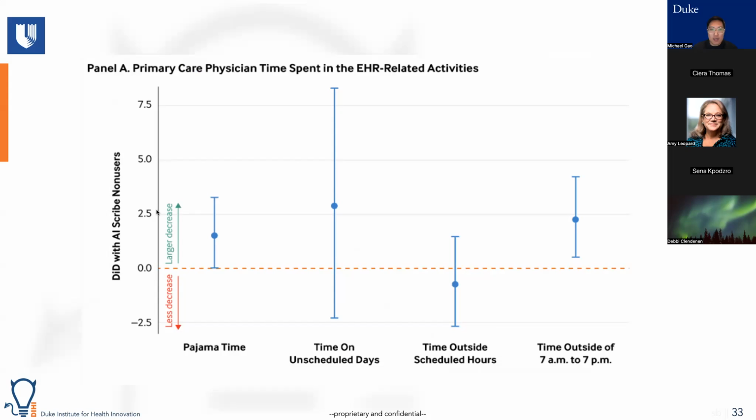You can see that for primary care physicians, time spent in EHR-related activities didn't show huge gains. If the error bars cross over 0, it means not statistically significant, but there was less time spent outside of 7 a.m. to 7 p.m. But you can note that this is a completely different axis of evaluation than whether the AI summaries that were generated were actually effective, right? So ultimately, what we care about is not only accuracy of these things, but how it impacts downstream users.